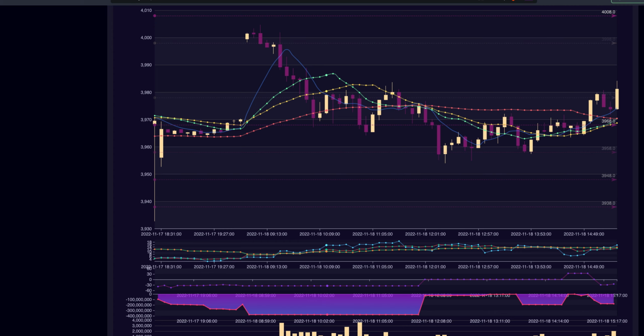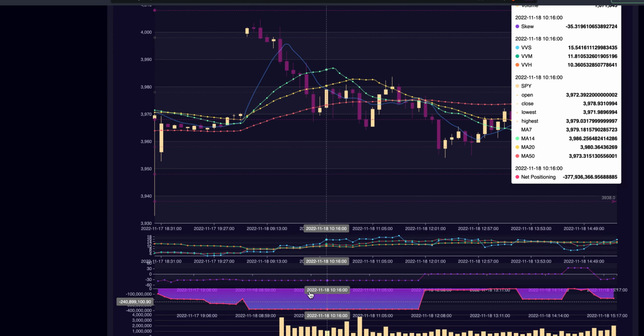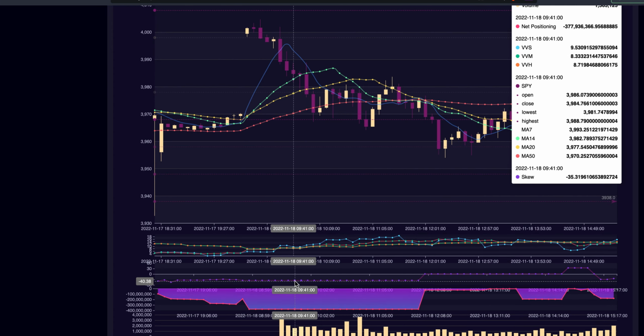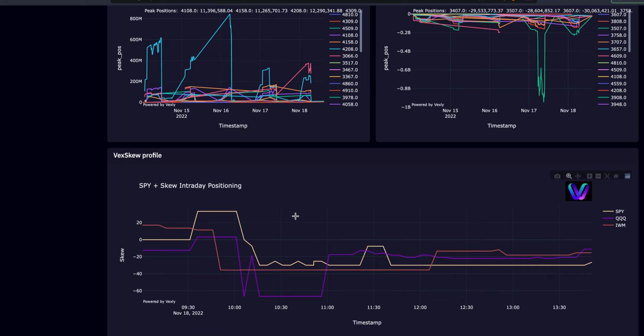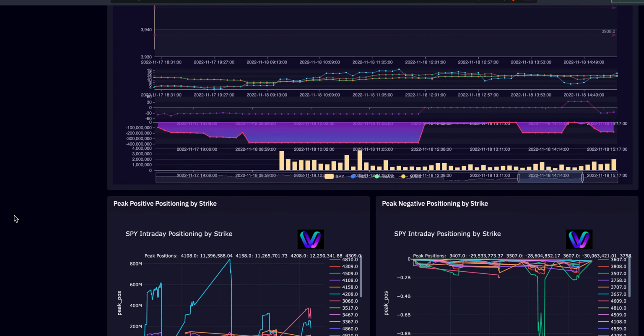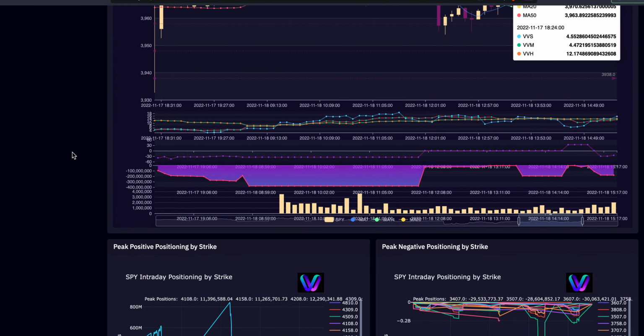And then you've also got skew. So is skew majorly negative? And it was. This is an aggregation of all the indices, so it's less sensitive versus others. But if we flip over to the same time here at, what was it, 10?